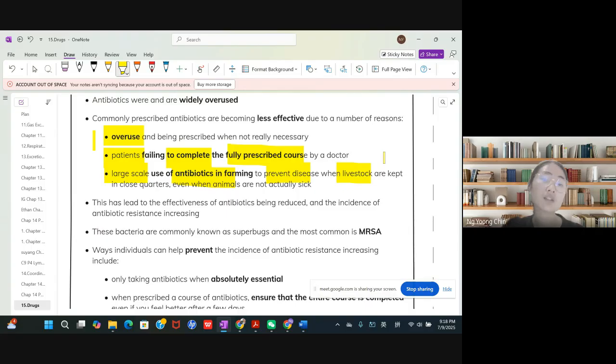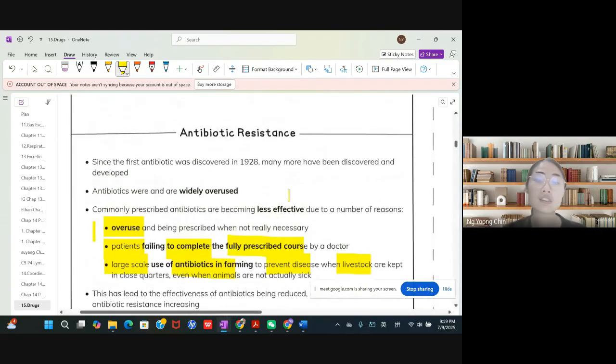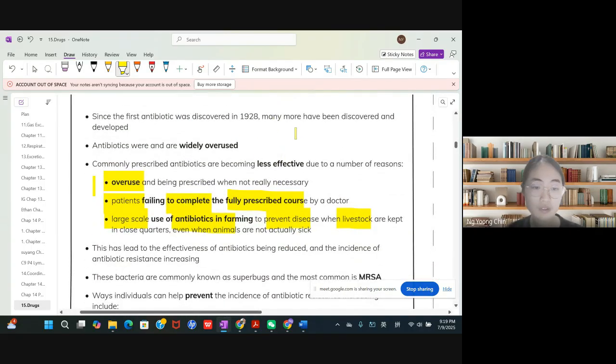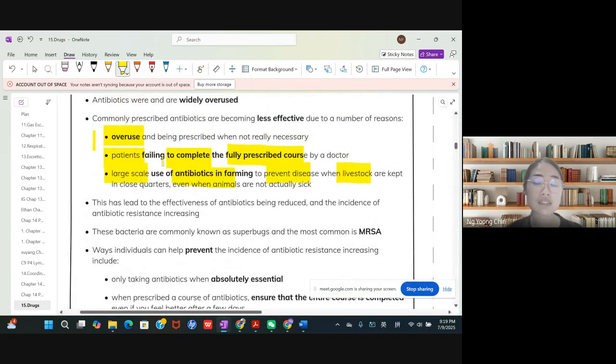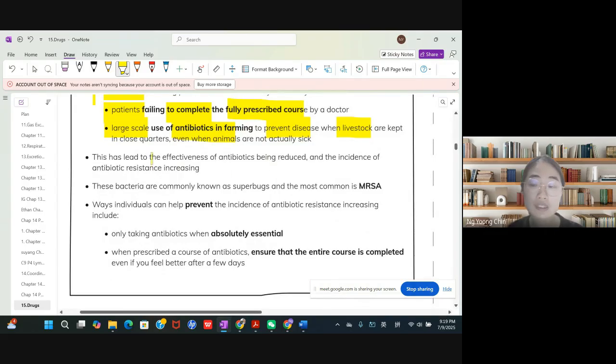But this will cause a bad effect, which is that it will lead to antibiotic resistance. Even though sometimes the animals are not actually sick, they are still prescribed antibiotics. So what happens is, overuse of antibiotics, or a patient failing to complete the full prescribed course of antibiotics, or too much use of antibiotics in livestock farming, will reduce the effectiveness of the antibiotic. And then you increase the incidence of antibiotic resistance.